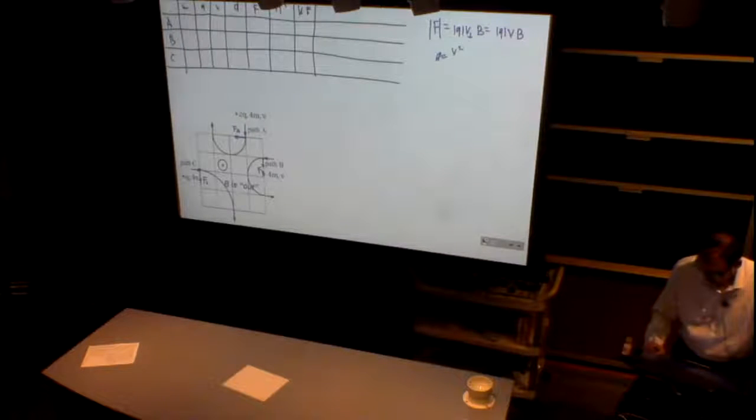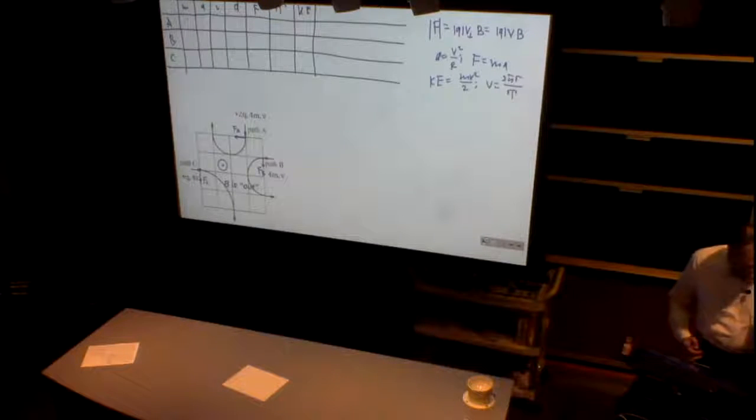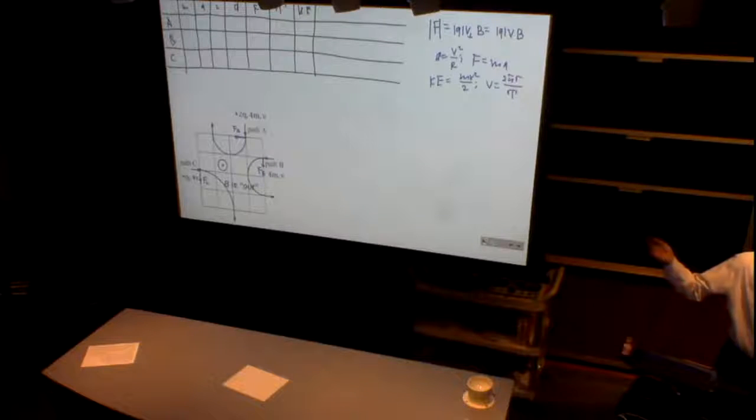And acceleration equals V squared over R, and Newton's law says F equals ma. Kinetic energy equals mv squared over 2, and a period, well, this is how I prefer to write them. So 1, 2, 3, 4, 5 equations for each particle. So 5 times 3, 15 equations. And we will do that. But also we need to look at the information provided to us.